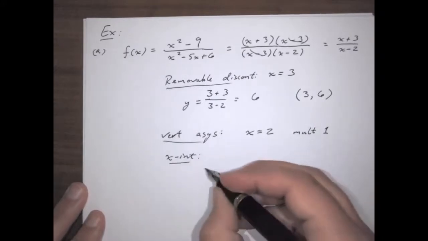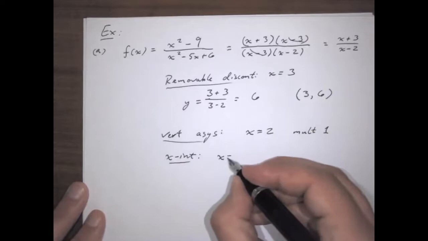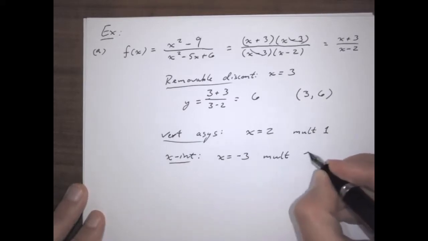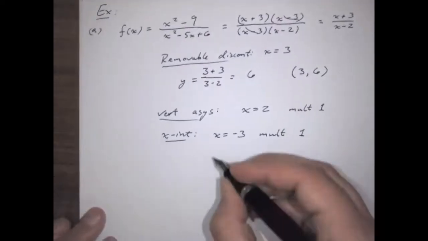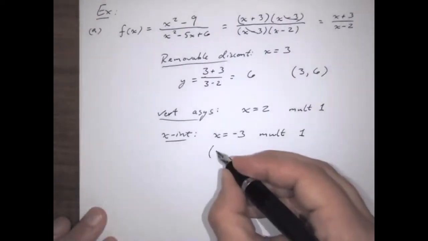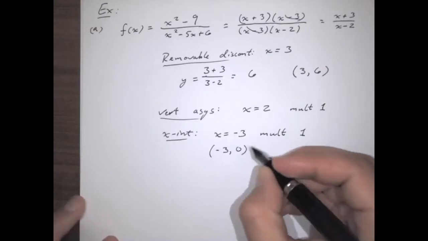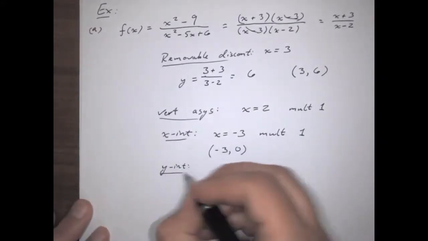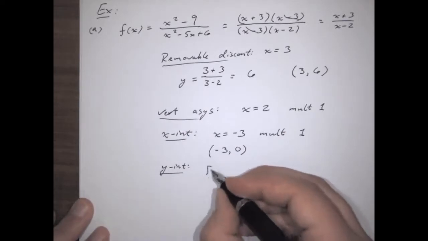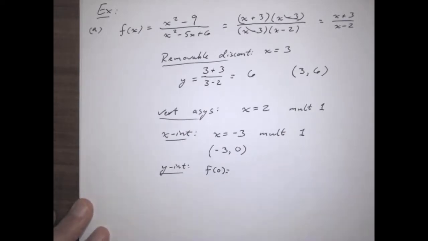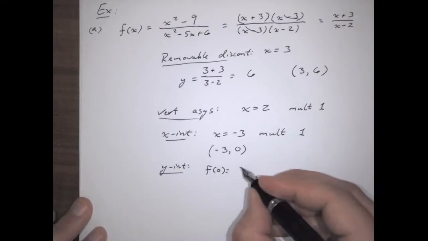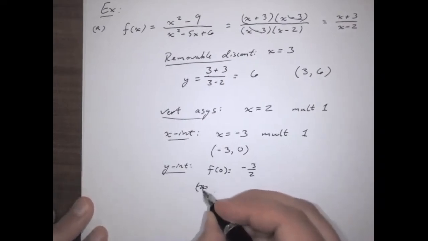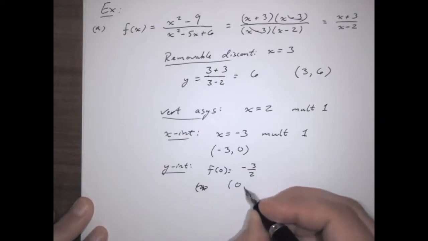X-intercept. Well, we already found that it was at x equals negative 3, also multiplicity 1. So that means that the intercept is going to be negative 3 for x, 0 for y. And at the y-intercept, we're going to just plug in f of 0, and that equals negative 3 halves, and so that's going to give us 0 comma negative 3 halves.